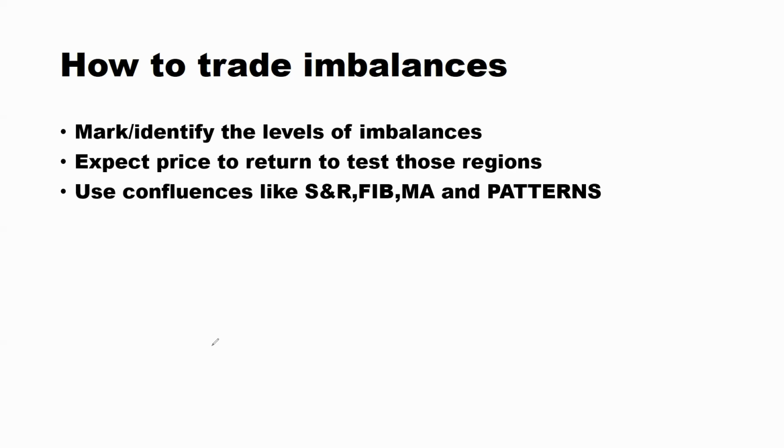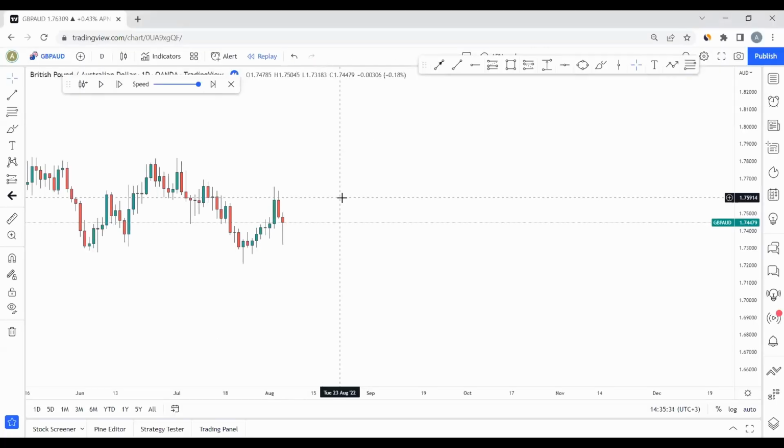Or if it's confluencing with a support or a resistance, or it's confluencing with a pattern that had been broken and is retesting it, that's a proper confluence. Now, this is all theory. I would like us to head straight to our charts and observe exactly how we are to treat the imbalances. Okay, so I'm on my chart and we're going to use an example of GBP AUD.